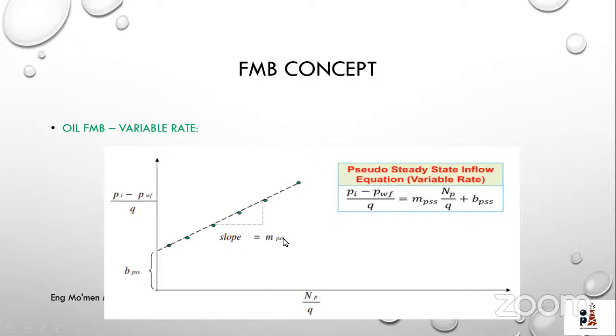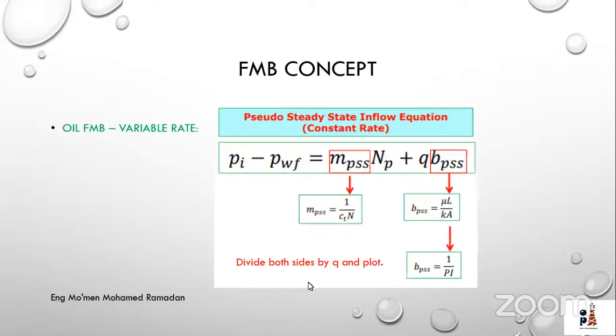So from this slope you can calculate your N, the original oil in place, because we said that m_PSS equals 1 over ct N. If I have the value of this m and know the ct value, now I can calculate N, which is the original oil in place associated with your oil producer. You can say that this N is the original oil in place in the drainage area of your oil producer.